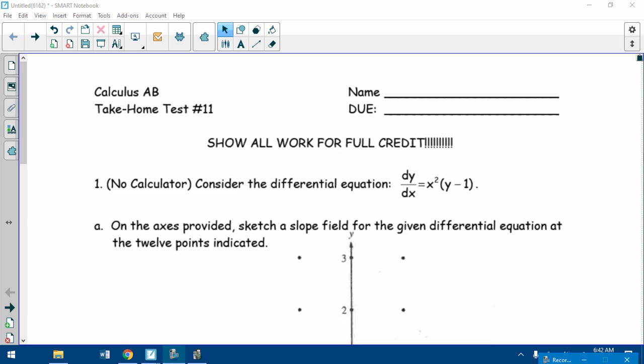Hello, I'm going to really try to keep this to under 5 minutes. Just wanted to give you a couple hints on the take-home test. Make sure you look where it says calculator versus no calculator. So number one is a no calculator question.